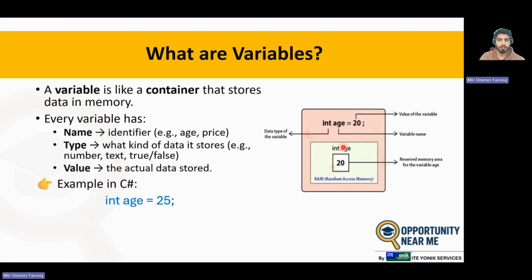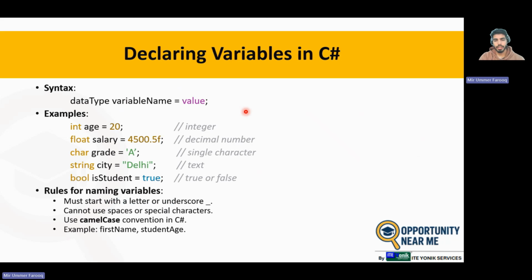What are variables? Now our next step would be to discuss how we can declare variables. Declaring variables means creating variables. As I told you, the syntax is really simple. First of all, you have to define the data type, what type of data you want to store, and then the variable name, the identifier, and then the value using an equal to operator.